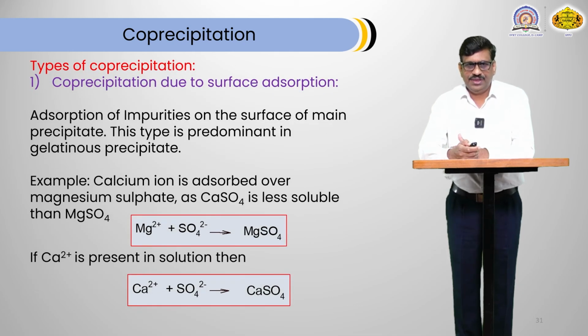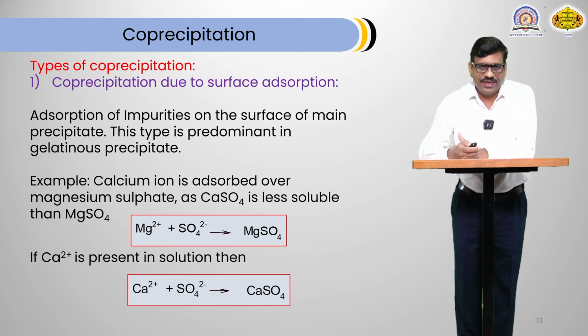Types of co-precipitation. First type is co-precipitation due to surface adsorption. Adsorption of impurities on the surface of main precipitate. This type is predominant in case of gelatinous precipitate. It means if your mother liquor or solvent contains some impurities, after formation of main precipitate, some other impurities can precipitate and they can stick on the surface of main precipitate. That is called co-precipitation due to surface adsorption.